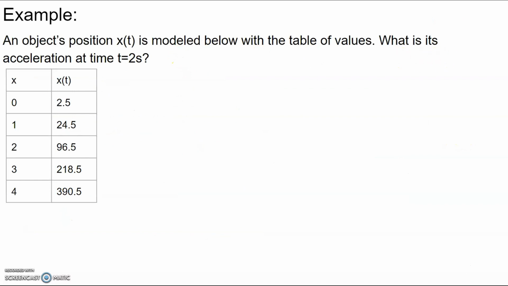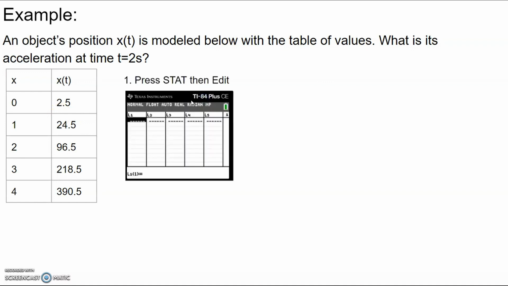An object's position x of t is modeled below with this table of values. What is the acceleration at time t equals 2 seconds? Now, usually what you would want to do for these kinds of questions is use the equations of kinematics, because chances are this table represents a quadratic function, and if this is the position function and it's quadratic, that means the acceleration is always constant. So that means you can use the kinematics equations, but if you don't know how to, then you can use the power of the calculator.